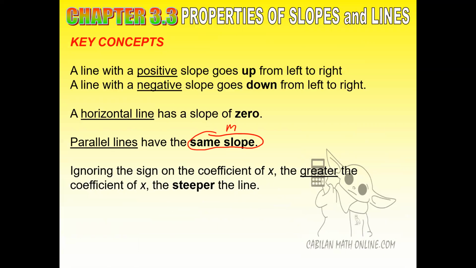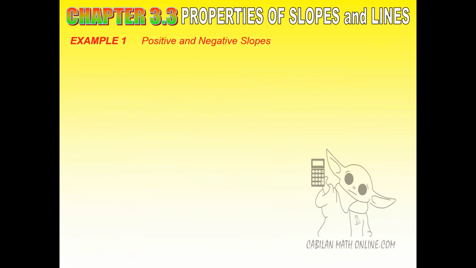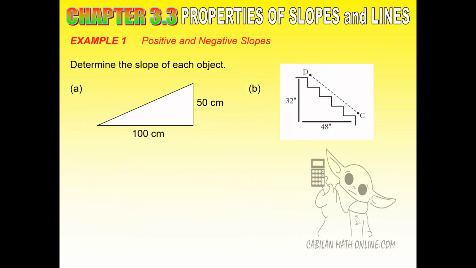We're also going to see how we can figure out which line is steeper when we're comparing two equations. All we're going to do again is take a look at the slope and see which one has a number that is further away from 0. Okay, all right. So let's do a quick review of positive and negative slopes.